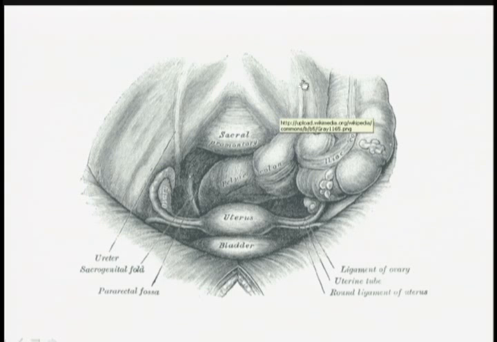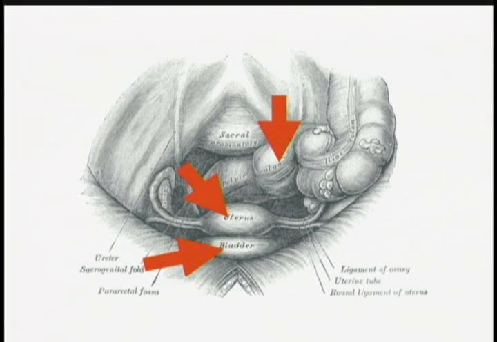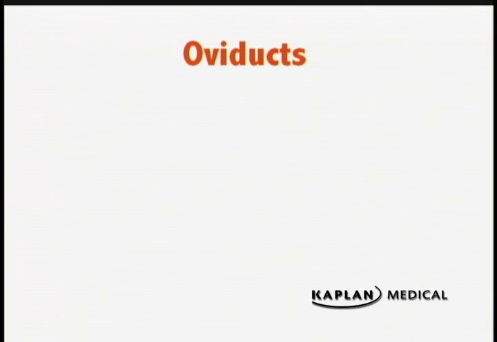This picture shows very nicely the three organ systems in the pelvis, which we'll talk about at some length. We have the uterus, which is the reproductive tract. We have the bladder, which is the urinary tract. And we have the colon, which is the GI. And so when we have pelvic mass, when we have pelvic pain, we need to think of these three organ systems. Now we move to the oviducts.